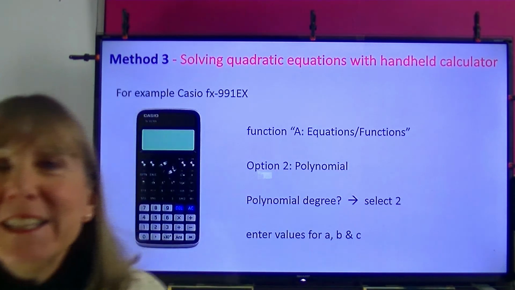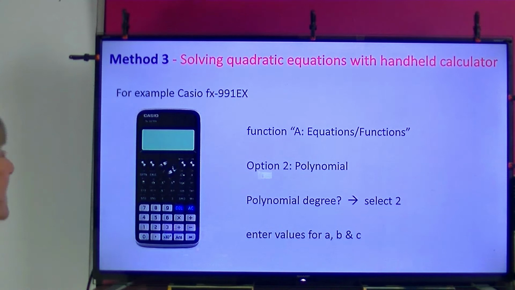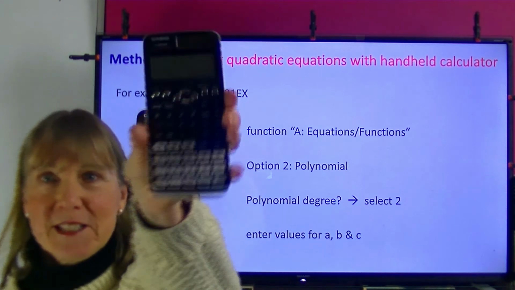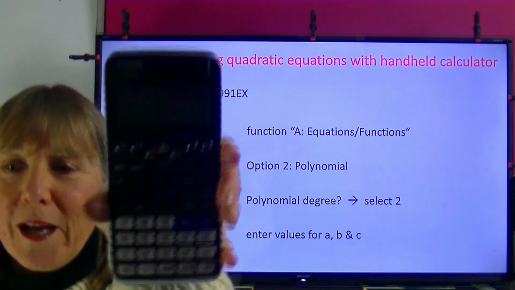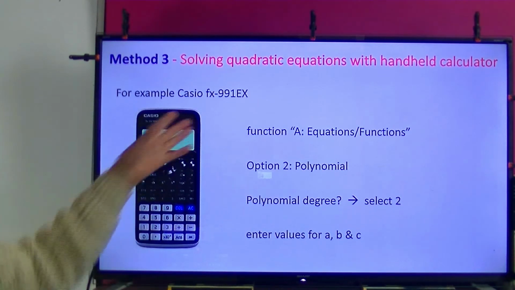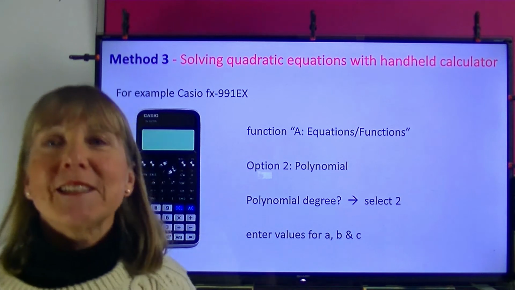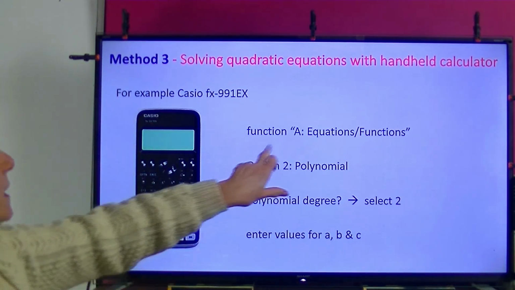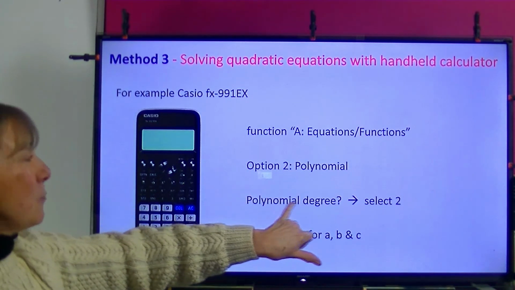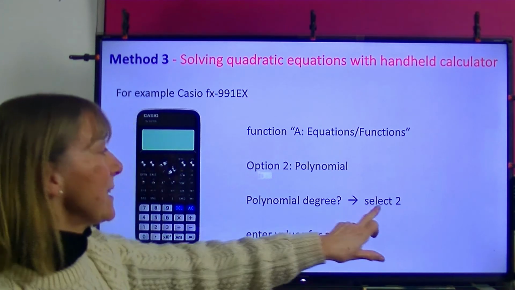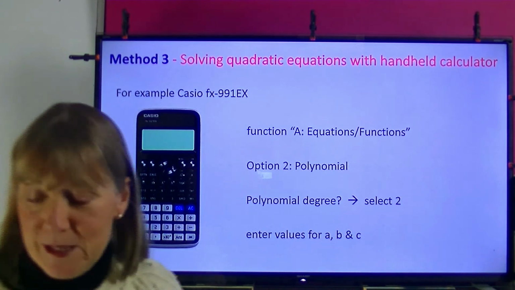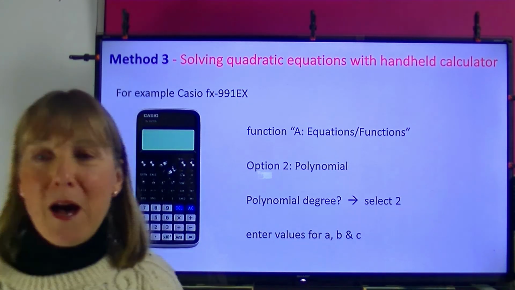Method 3 is some of the handheld calculators. There are a lot of scientific calculators, which all look very similar, but only some of them will do quadratic equations. So here's an example of one where you can, but you can't see that very well. Anyway, I've taken a picture of it. If you're lucky enough to have one of these calculators, they cost a bit more, but not hugely more. You will know if you've got this function. If you have that function, then we go to option 2, polynomial. It wants the degree of the polynomial, so quadratic is degree 2, and then we just enter the values of a, b, and c. That can't be easier if you have one of those.